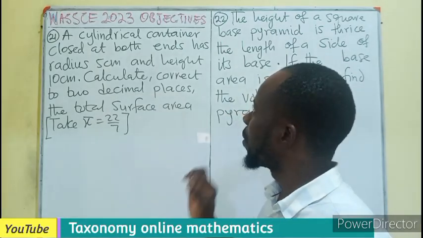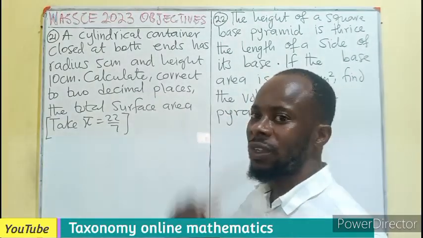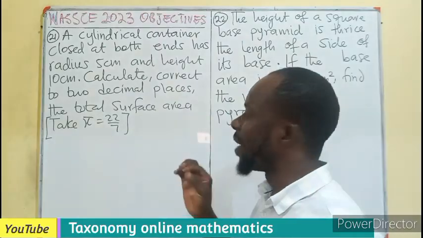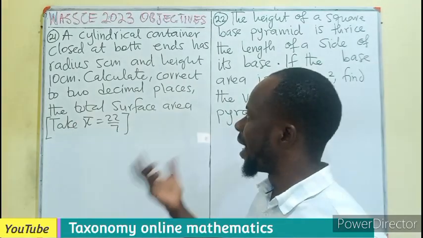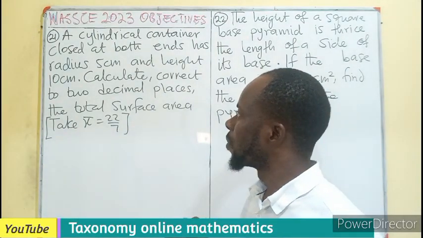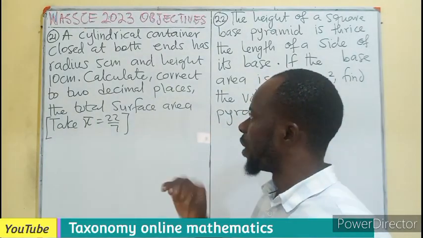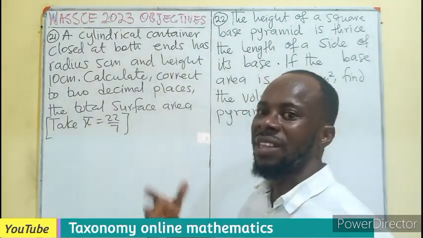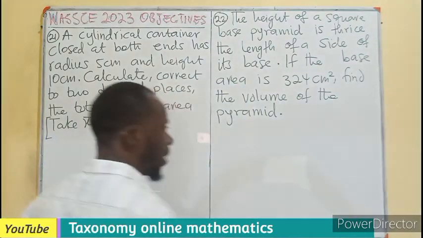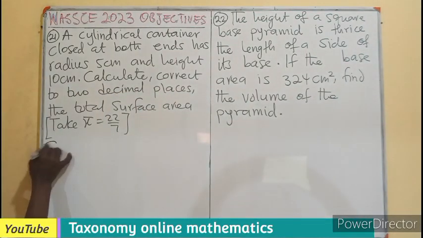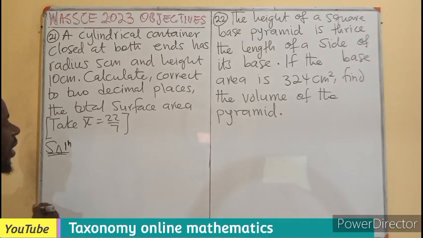A cylindrical container closed at both ends has a radius of 5 centimeters and a height of 10 centimeters. We have to calculate, correct to 2 decimal places, the total surface area. In one of my episodes, I explained how to calculate the total surface area of a closed cylinder.